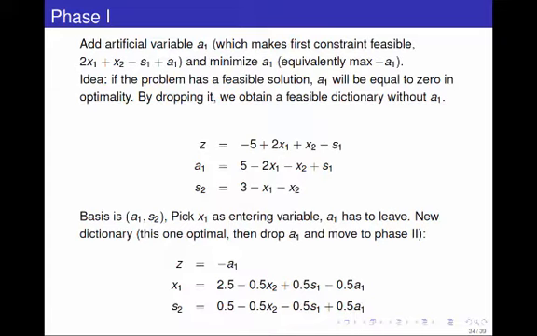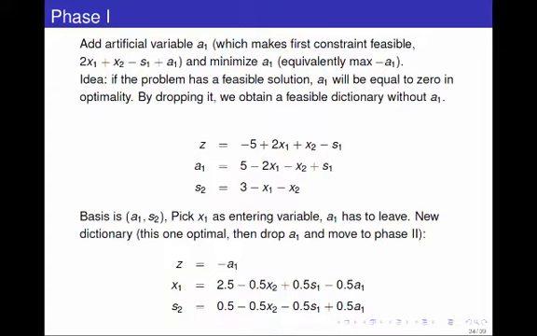In this case, it turns out to be, for example, x1. Why? Because for every unit of x1, we're getting more benefit than for x2. And as x1 is increasing, a1 drops out. We do a basis swap. These are the new basic variables. So x1 comes in, a1 leaves. This is the objective function of phase one as a function of the non-basic variables. And here we find that there is no entering variable that can improve the situation. So we're done with phase one.